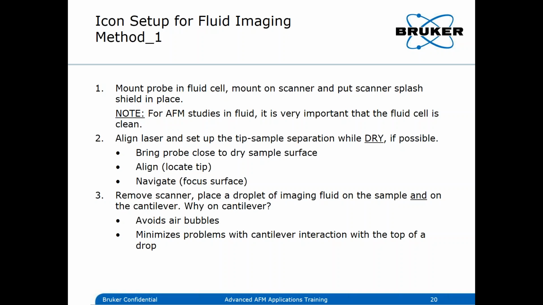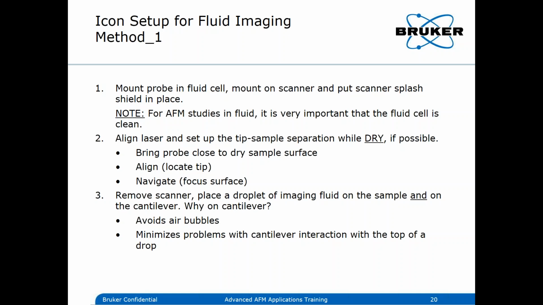So at first, please align the laser and set up the tip sample separation while everything is dry, if possible. Bring the probe close to the dry sample surface. Again, for the icon, it will be 1 micron if everything is in focus. Align, so put the tip into focus, and then go to navigate and focus on the surface. Then remove the scanner, put a droplet of the imaginary fluid on the sample and on the cantilever.